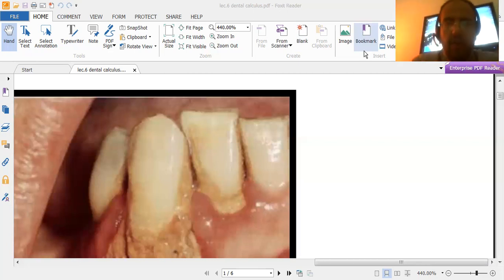Detection of the subgingival calculus requires careful examination with the explorer. It's usually firmly attached to the tooth surface. The supragingival calculus and subgingival calculus generally occur together, but one may be present without the other.